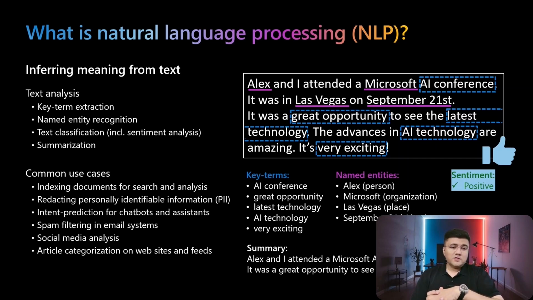You can use it for social media analysis as well, for a specific type of post or specific hashtags. You can also do article categorization on websites and feeds, so that you can find a specific amount of data for a specific classification or category. Now remember one thing: natural language processing basically allows us to take the power of processing natural language text and get meaningful insight from it.